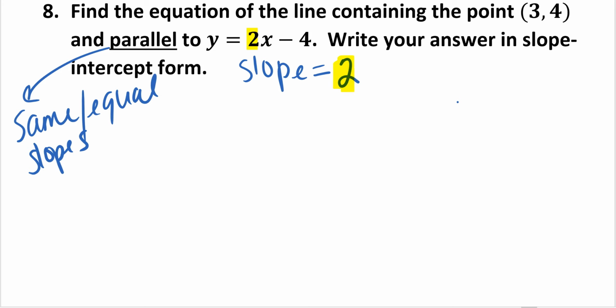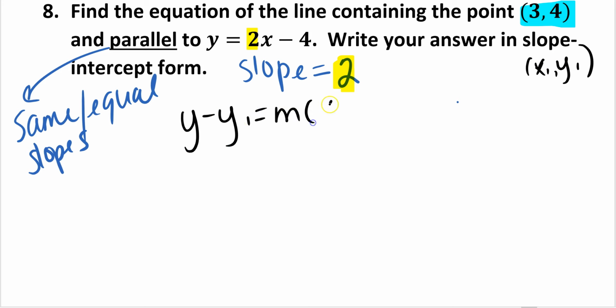That's your slope. And then we're given a point. The point is 3, 4. So that'll be our x1 and y1. So now we'll use point slope form. y minus y1 equals m times x minus x1. And then plug in the slope for m. And then x1 and y1 in these spots here. And then we'll go for it.